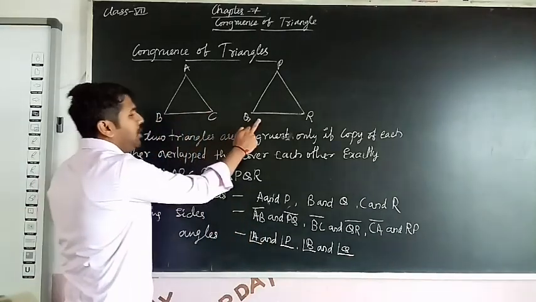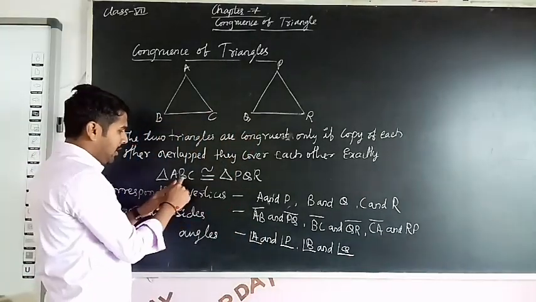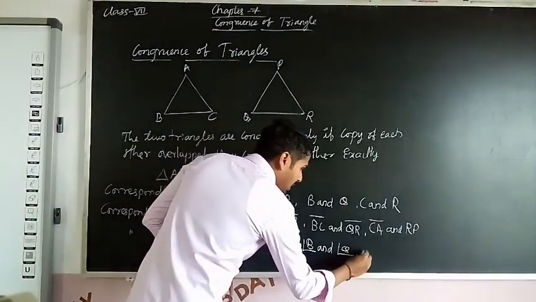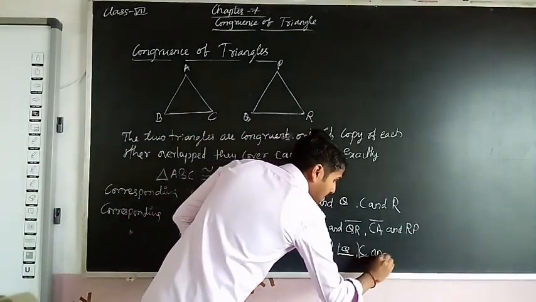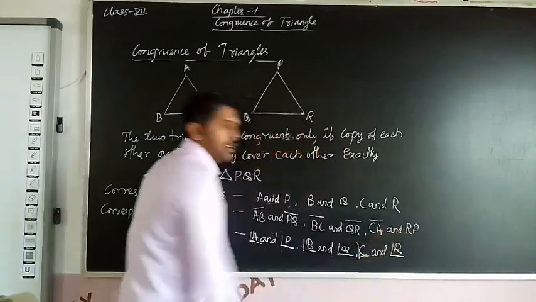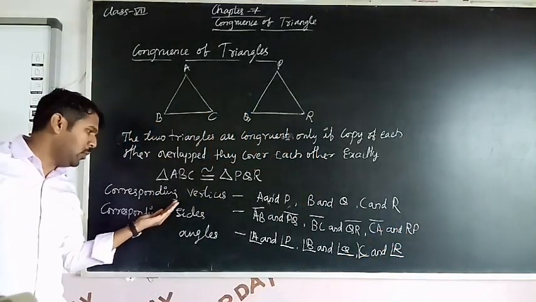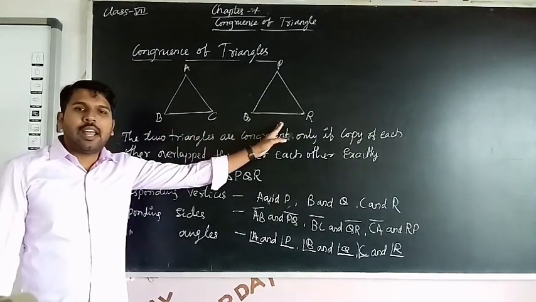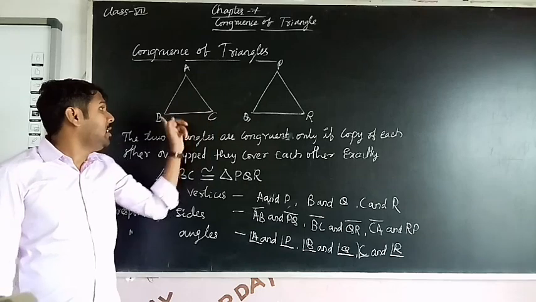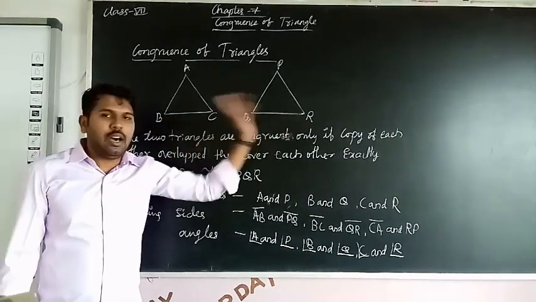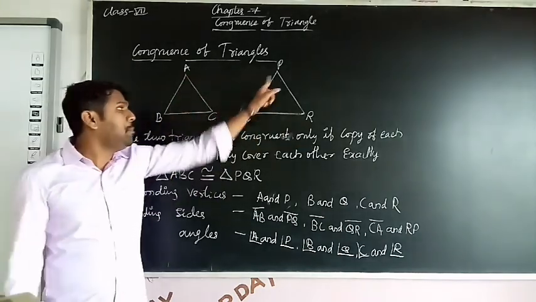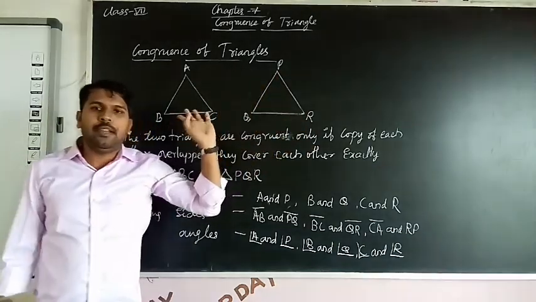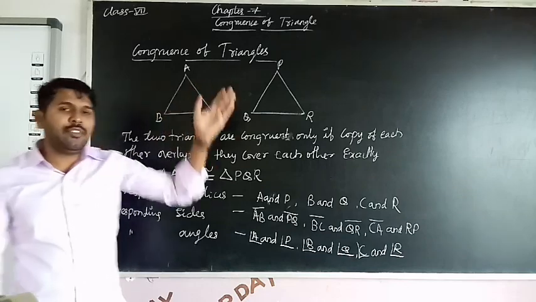Here only A to P, B to Q, C to R. That's it. And the last one, angle C and angle R. These three are the corresponding vertices, corresponding sides and corresponding angles for these two triangles. A for P, B for Q, C for R. For sides, AB equals PQ, BC equals QR and CA equals RP. So these are the concepts of congruence of triangles.